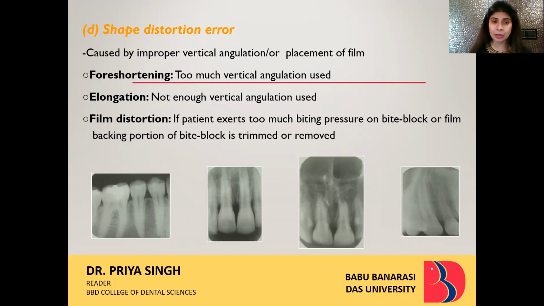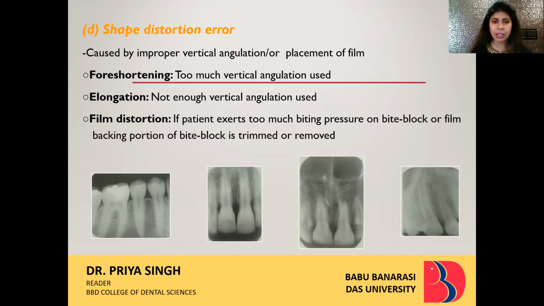Foreshortening is usually seen when too much vertical angulation is used. So you can memorize it like this: if you have given too much vertical angulation, the final image that will be procured, you will see it as shortened. So it's just the inverse situation that happens. And the same thing happens in elongation. If not enough vertical angulation is used, then elongation will be seen. So identification becomes very easy, and you know which angulation has gone haywire.